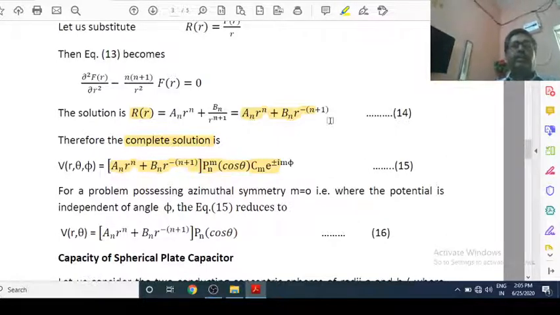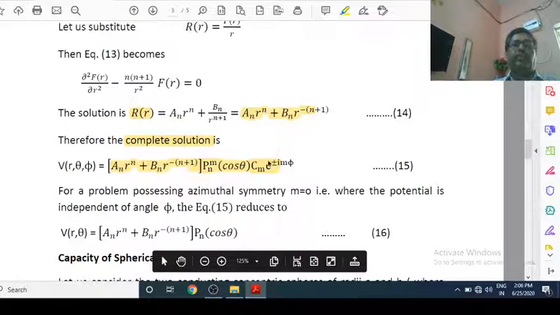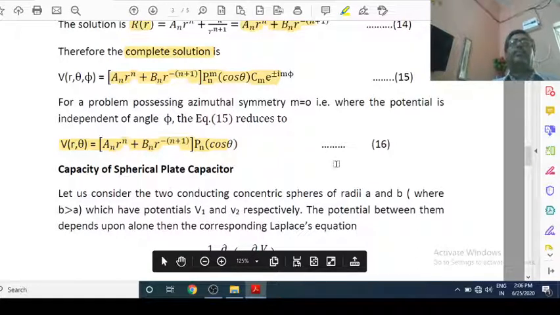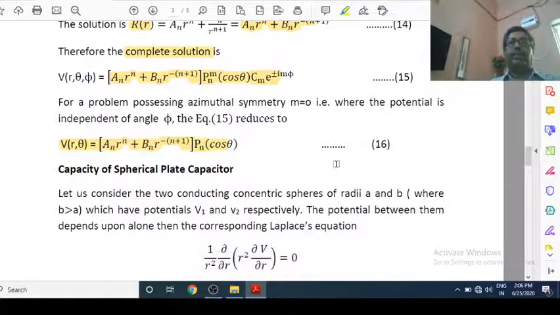we may say that if m is equal to 0, which means we suppose the potential does not depend upon phi, only upon r and theta. So V is a function of r and theta, then this term will be cancelled out, m is equal to 0. So finally it will be this one. So this is the solution of Laplace's equation in spherical polar coordinates.